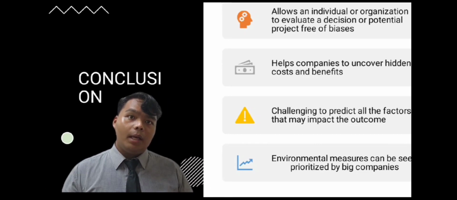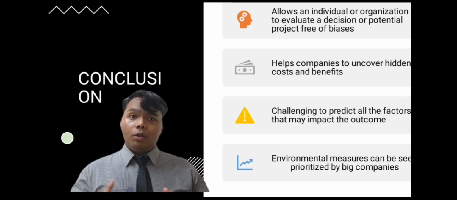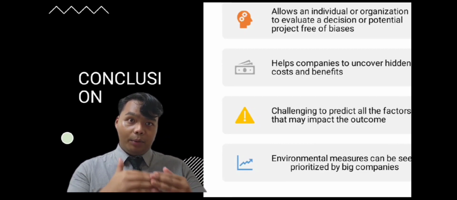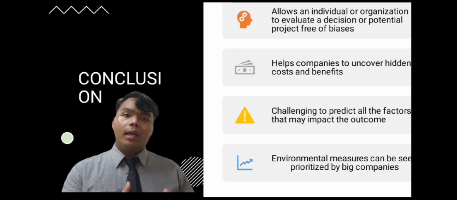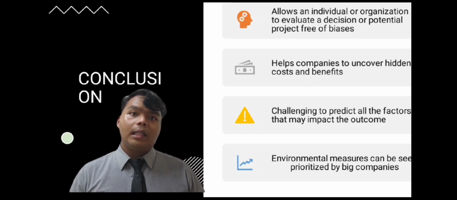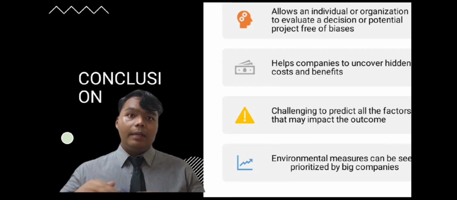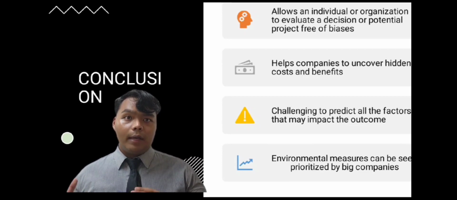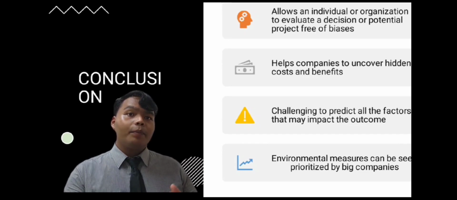Other than that, CBA also helps companies to uncover hidden costs and benefits through the process of outlining every potential cost and benefit associated with the project, which can uncover less than obvious factors like indirect or intangible costs. Despite all these advantages, there are also some limitations associated with CBA. One of them is that it is challenging to predict all the factors that may impact the outcome, as most external changes cannot be predicted.